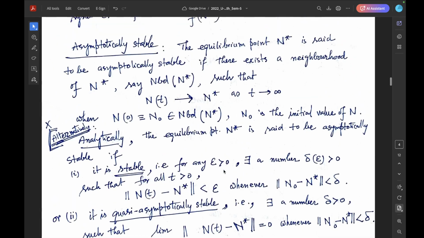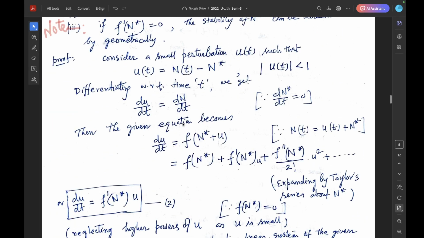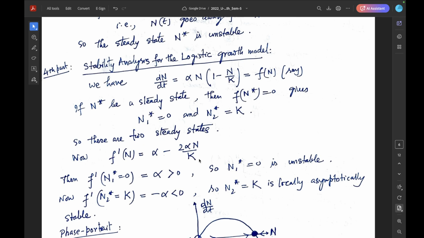Next, the last part of this question: hence discuss the nature of stability of the steady states of the continuous time logistic model for single species population. Now, the logistic growth model is given by dn/dt equal to alpha n times bracket 1 minus n by k, this is equal to f(n). If n star be a steady state of the system, then f(n star) equal to 0, this gives either n1 star equal to 0 or n2 star equal to k. So we get two steady states of this logistic growth model.